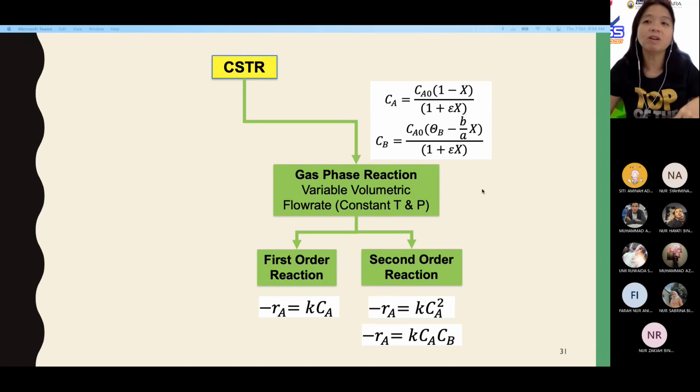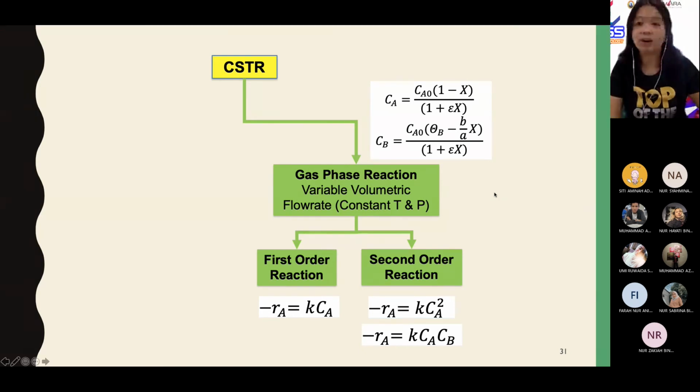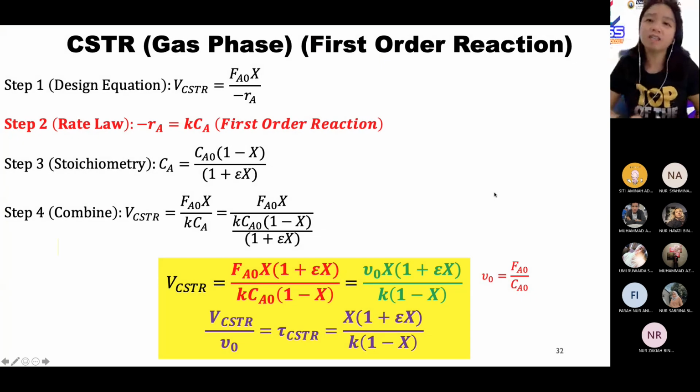But that doesn't mean you're not learning all. It means that I covered the most common rate laws. I think the majority of the reactions that you will encounter are usually first and second order reactions. So we're going to do all over again how to derive the equation, but this time for a CSTR gas phase reaction. Of course, we always start first with the very simple rate law, which is first order with respect to A, meaning the rate law only involves one reactant, which is reactant A.